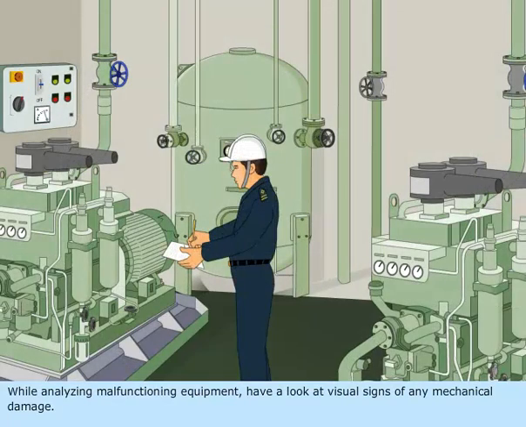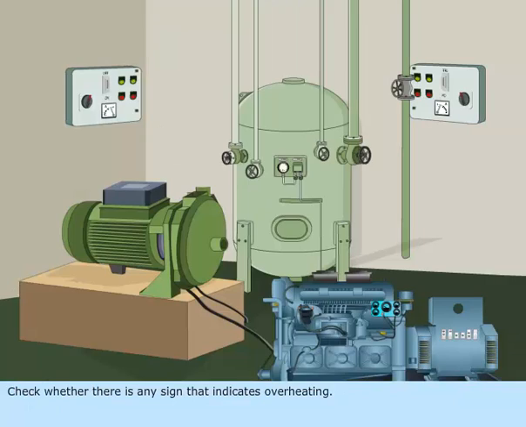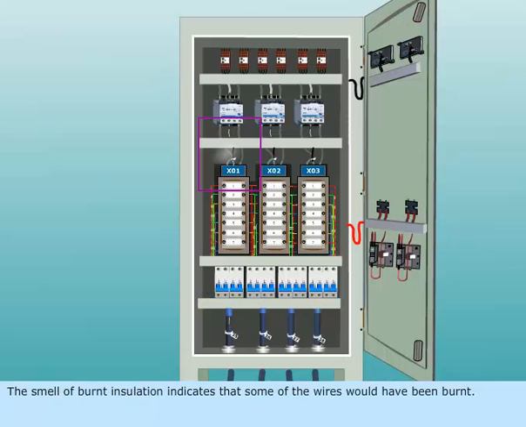Step 1. Observe the equipment carefully. While analyzing malfunctioning equipment, have a look at visual signs of any mechanical damage. Check whether there is any sign that indicates overheating. The smell of burnt insulation indicates that some of the wires would have been burnt.